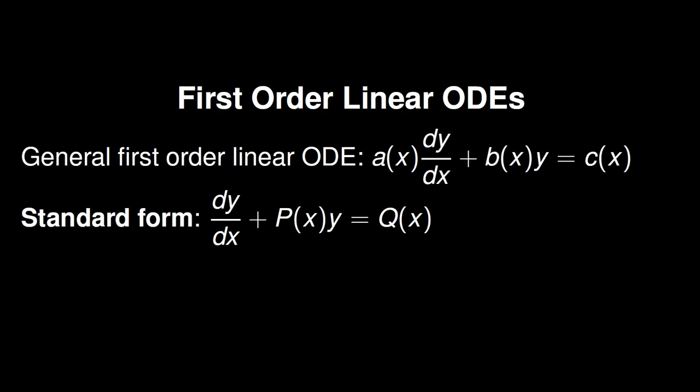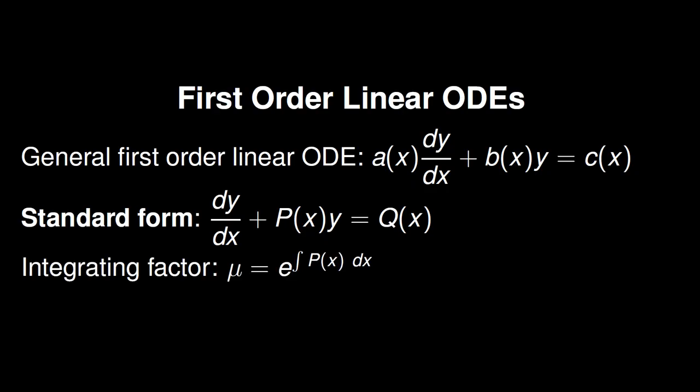The first thing we like to do is put this into standard form, which means to make the coefficient of dy dx equal to 1. So if we divide the general linear equation by a of x, then it will make that coefficient equal to 1, and we generally label the coefficient of y to be p of x, and then that function on the right to be q of x.